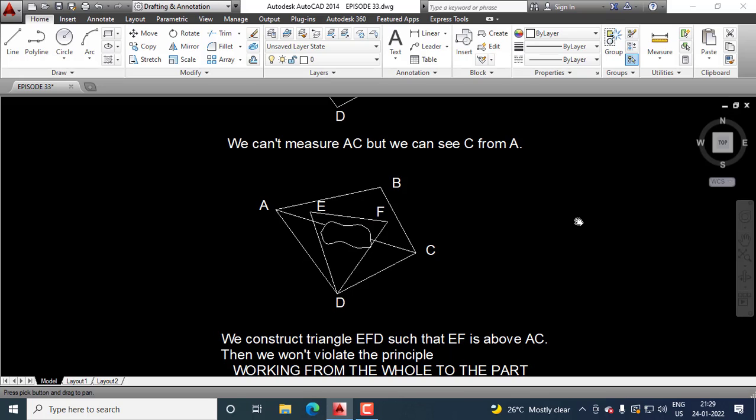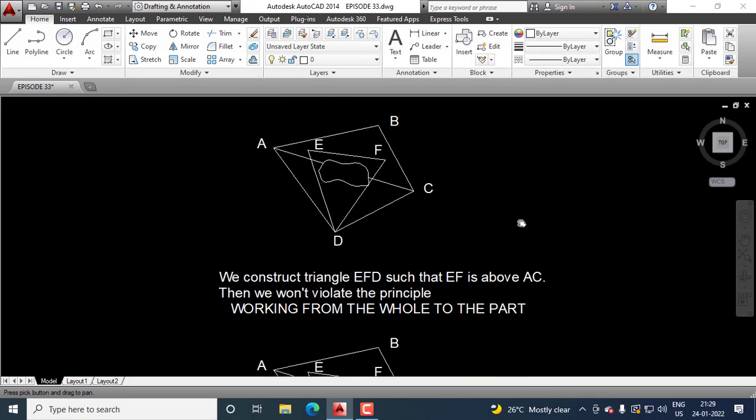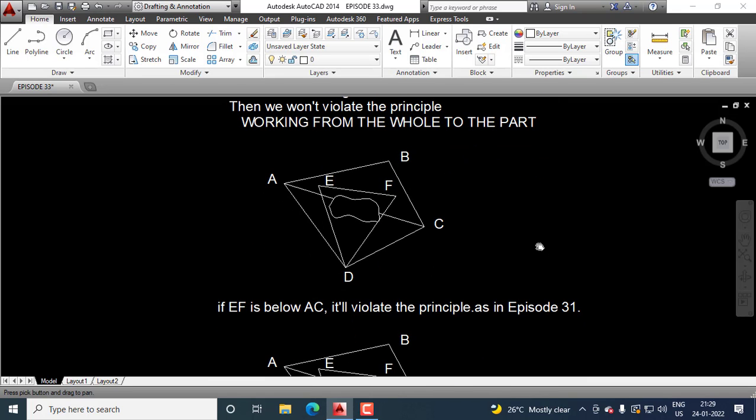We construct triangle EFD such that EF is above AC. Then we won't violate the principle working from the whole to the part. If EF is below AC, it will violate the principle as in episode 31.